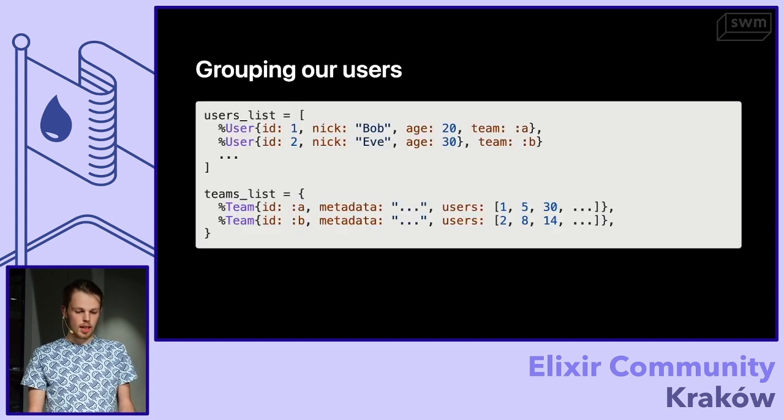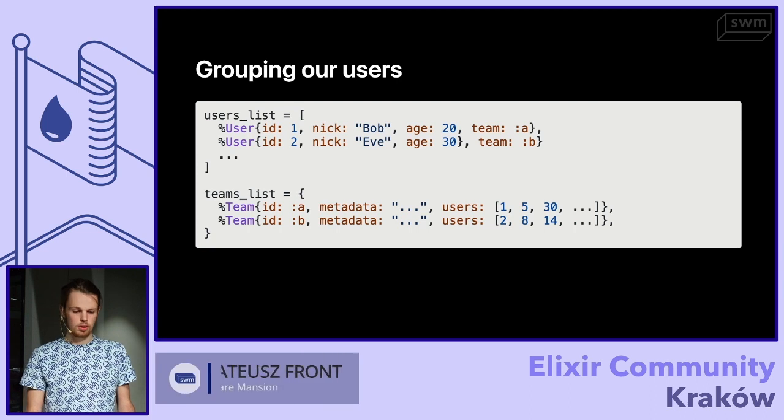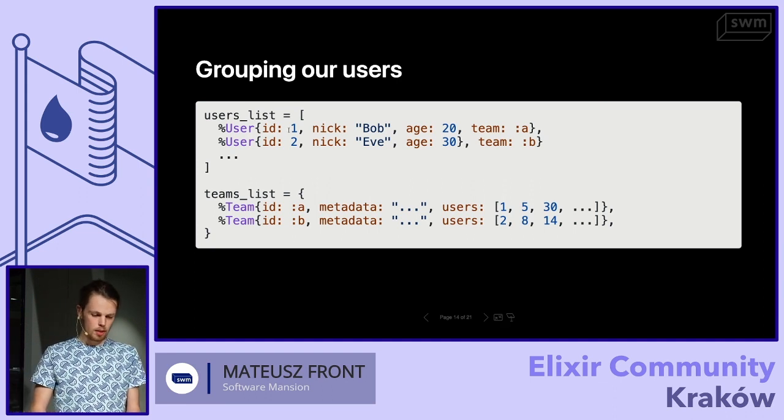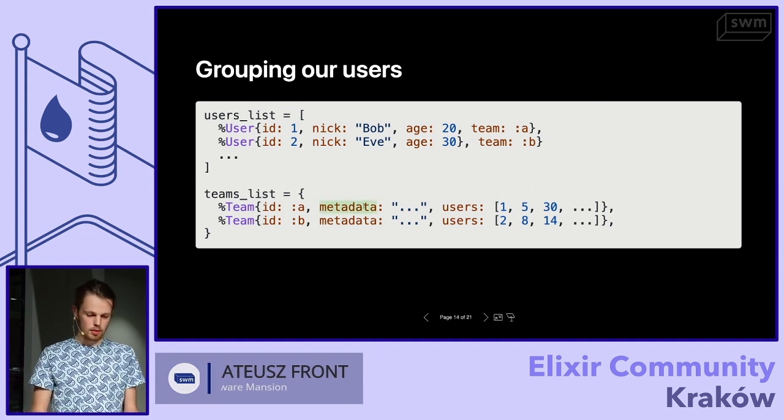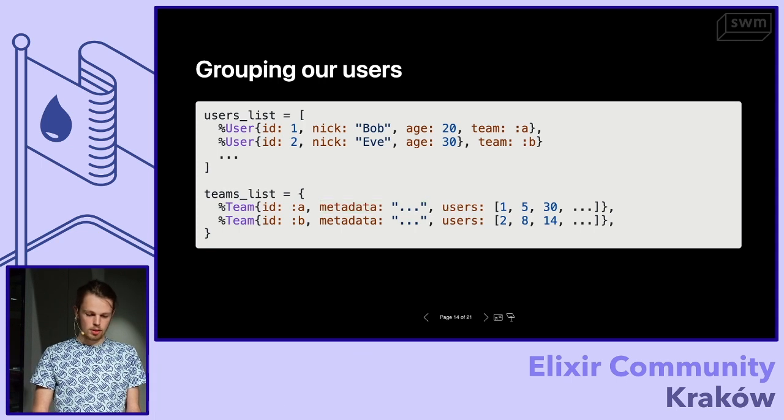So let's say we want to group our users in teams. So we have a list of users, and there is an additional field here. Oh, here is a typo. And this field contains an ID of the team that the user belongs to. We assume that a user can belong to only one team. So then we have a list of teams. A team can have some metadata. And it also has a list of users that are in that team.